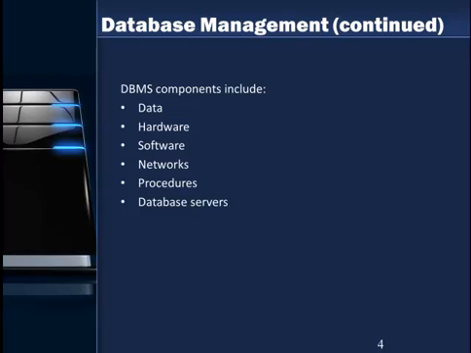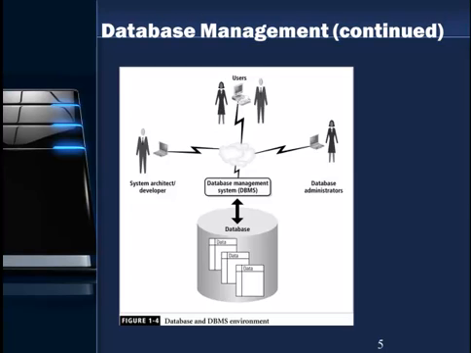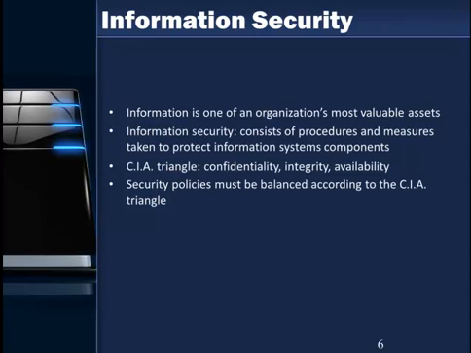Basically, the components of any database management system are the data, the hardware, the software, the network infrastructure it runs on, procedures, as well as the database servers. All of these have security concerns and controls that we have to make sure we address. If we look at some of the common information security concepts, we recognize that information is one of the organization's most valuable assets. Information security consists of a set of procedures and measures taken to protect that particular information system component. And then, of course, we always look at the CIA triangle: confidentiality, integrity, and availability.